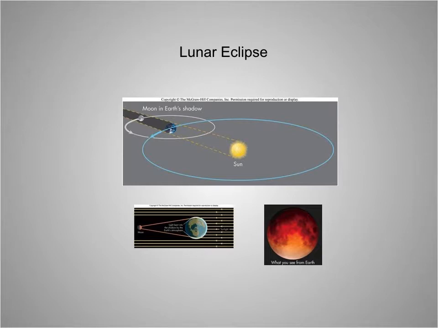But the reason that it's reddish in color is a similar reason to why it's reddish in color during a sunset or a sunrise, and that's because the sun rays have to go through a large portion of the atmosphere when the sun is low on the horizon, and that's essentially what's happening here. It's going through a lot of the Earth's atmosphere, producing a reddish hue that's then projected onto the moon.